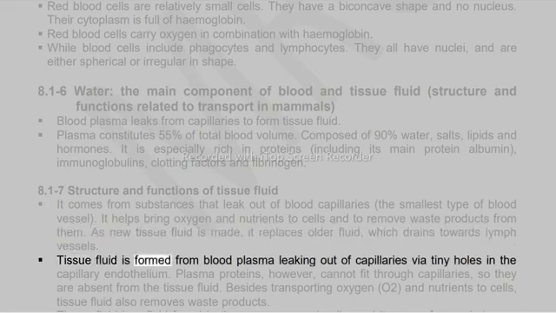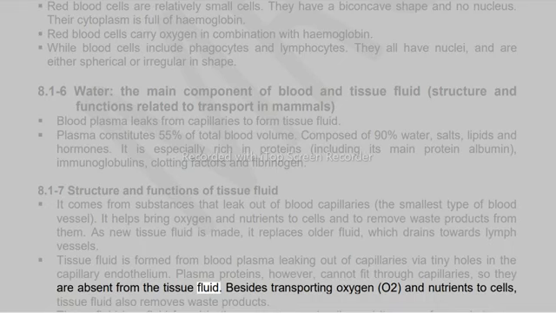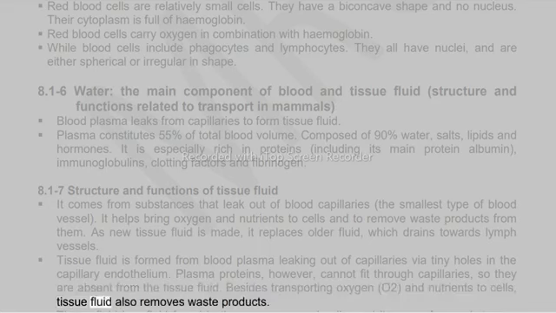Tissue fluid is formed from blood plasma leaking out of capillaries via tiny holes in the capillary endothelium. Plasma proteins, however, cannot fit through capillaries, so they are absent from the tissue fluid. Besides transporting oxygen, O2, and nutrients to cells, tissue fluid also removes waste products.